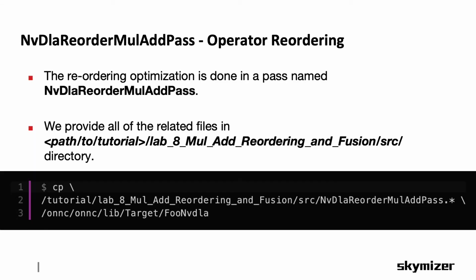After we create a new backend, we can add the operator reordering pass into this backend. We provide all of the related files in the ONNC tutorial repository, so you may just copy the related files to the ONNC target folder in the Docker container. Next, we will go through the workflow of setting up the new pass. There are 6 steps in this pass.